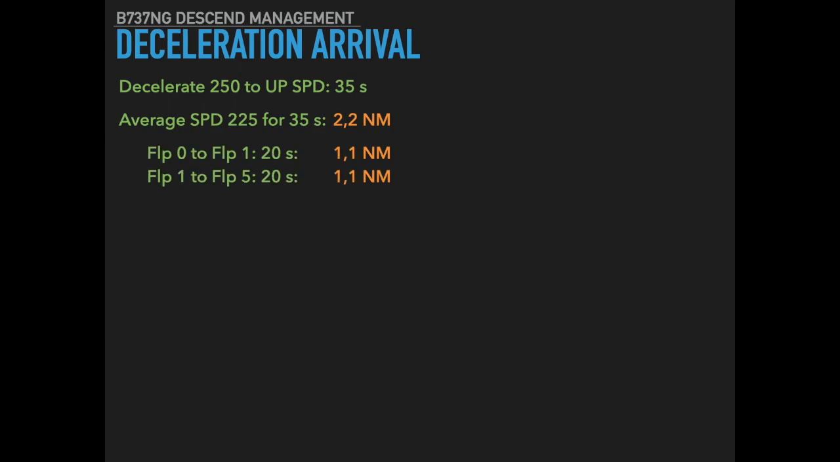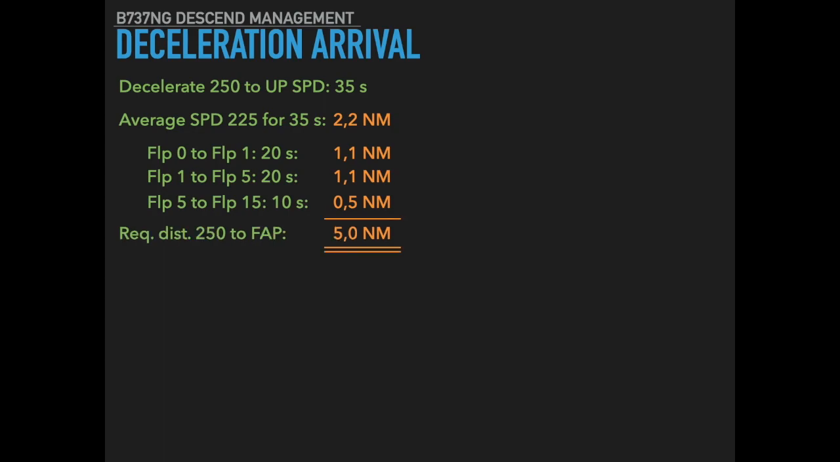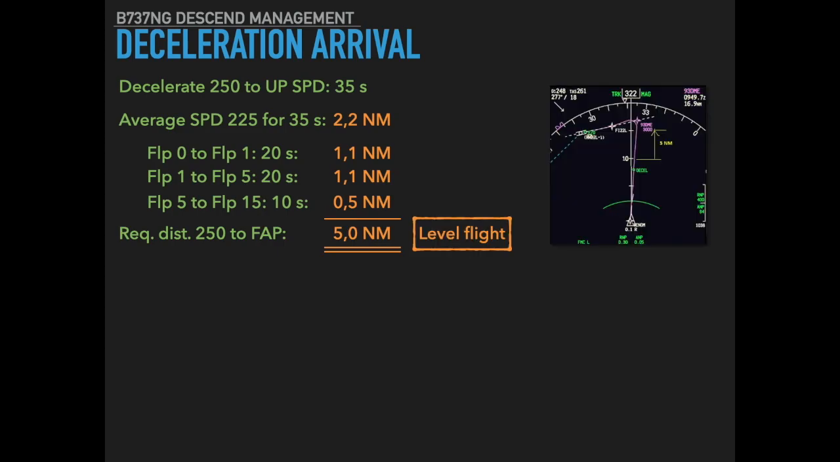Additionally, the flight crew training manual suggests that flaps are deployed in the following pace. Flap 0 to flap 1 takes 20 seconds, which equates to 1.1 mile. Flap 1 to flap 5, an additional 20 seconds, also equating to 1.1 mile. Flap 5 to flap 15 takes 10 seconds, which is around half a mile. Your deceleration distance from 250 to 180 knots is then 4.9 nautical miles, let's make it 5. But remember that it only applies if you are decelerating in level flight. If you are descending the whole time, I suggest you multiply the distance times 3.